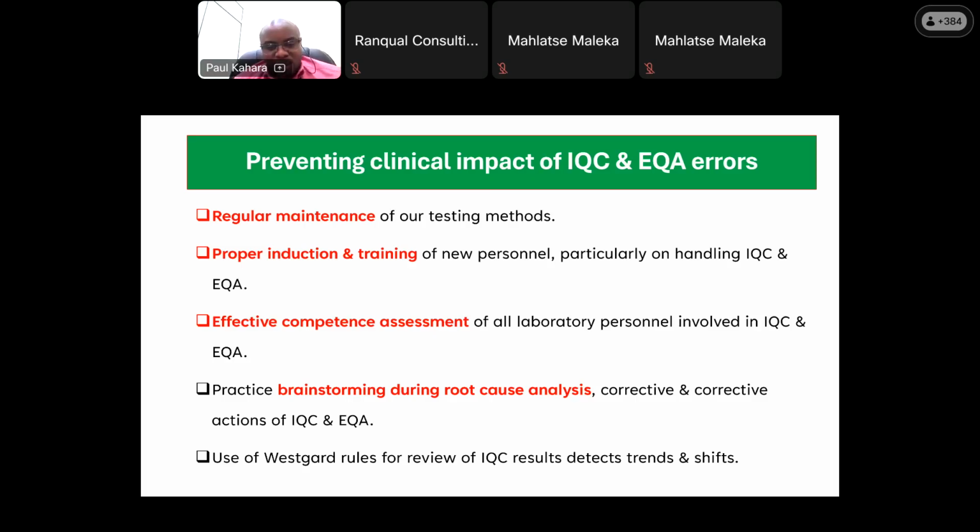Take our new staff through our processes, and particularly on handling of IQC and EQA, and we'll have it very easy when dealing with these clinical issues.